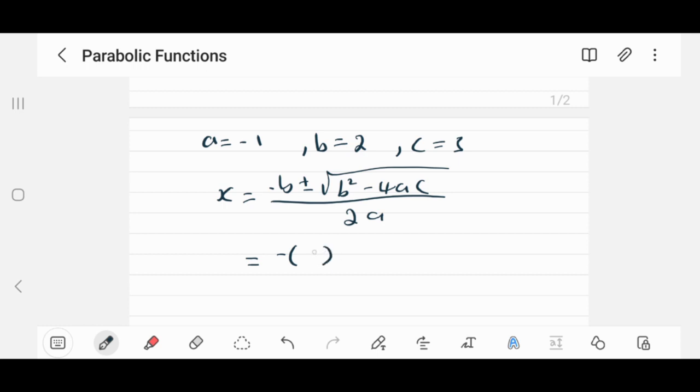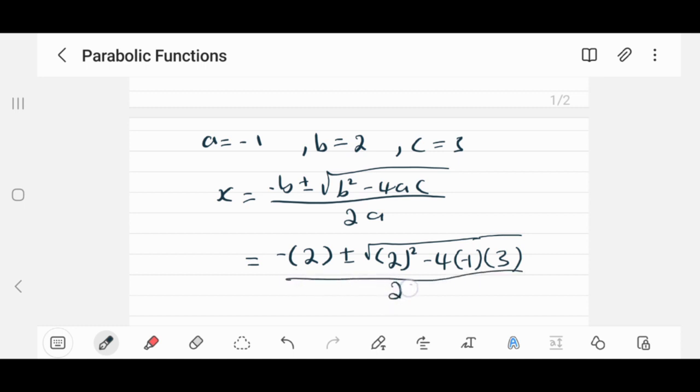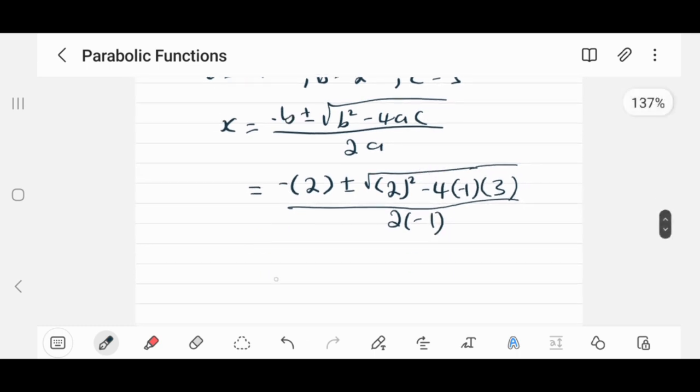Negative, where we see b, we put a bracket, then our b is 2, plus or minus, where we see b squared, we put a bracket squared, our b is 2, minus 4, we put a bracket where we see a, we put a bracket where we see c. They are next to each other. So where we see a, we put negative 1, and we put 3 over 2 and a, which is negative 1. I love putting my things in brackets to avoid mistakes. All right, so we're going to substitute that into our calculator.